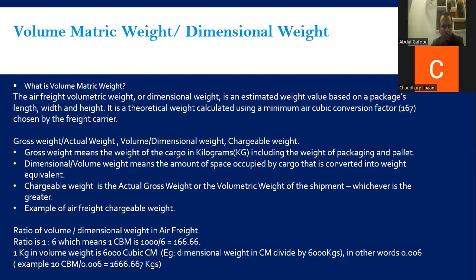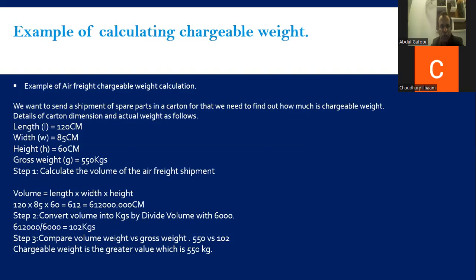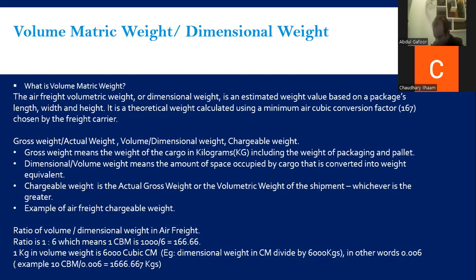And the other thing is gross weight, actual weight, volume, dimensional weight. I think you already discussed this. What is the gross weight, dimensional weight? Now we can take one example for the air freight chargeable weight. Do you have any question before going to the example? No, sir. Okay, you got the point, right? What is the chargeable weight? Here we are using the concept of chargeable weight: whichever weight is more. Do you have any confusion here?